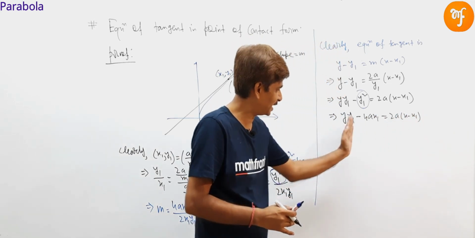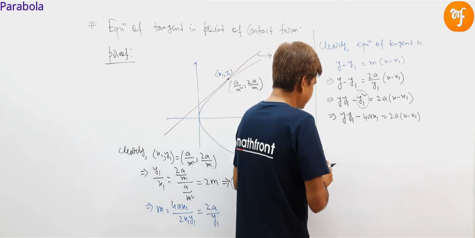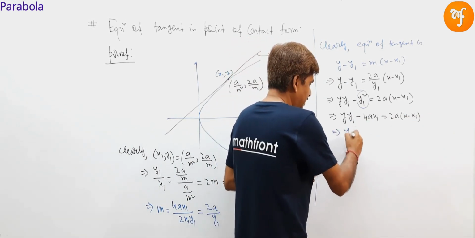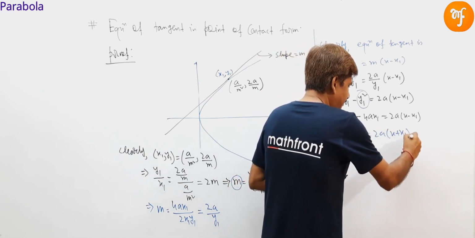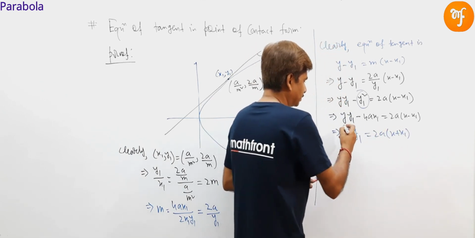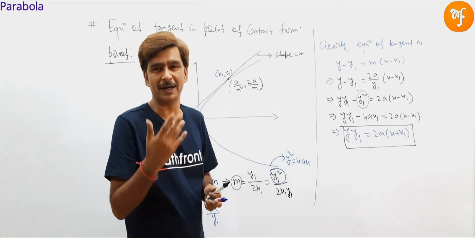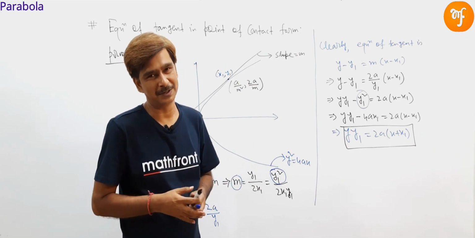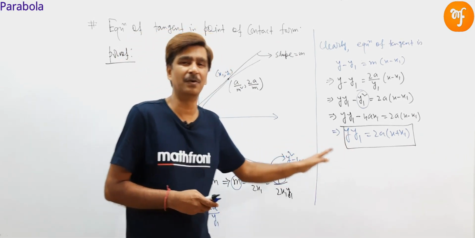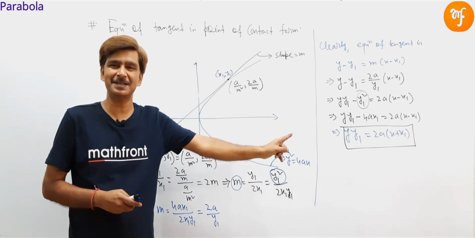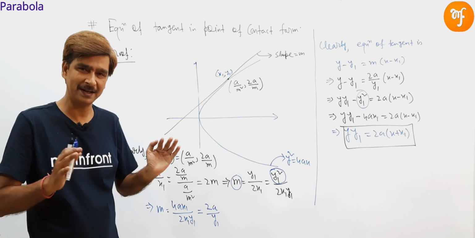Now, shift this minus 4ax1 to the right hand side. What we will get? We will get y y1 is equal to 2a into x plus x1. So, this is the equation of tangent in point of contact form to the parabola y square is equal to 4ax, where the point of contact is x1 comma y1 and the equation of the tangent is y y1 is equal to 2a into x plus x1. Understand? Clear?